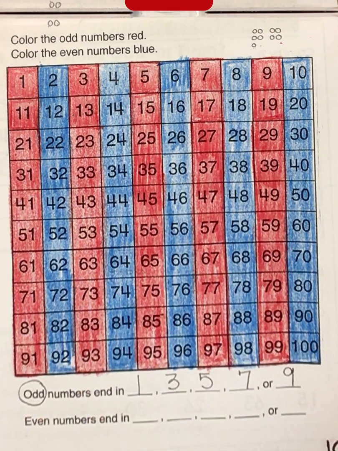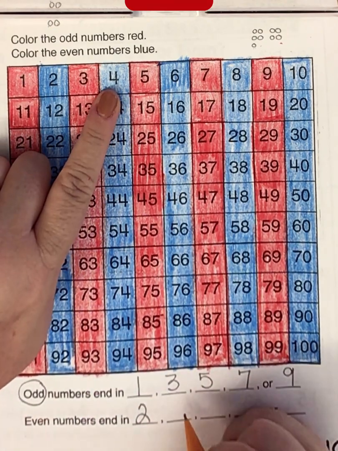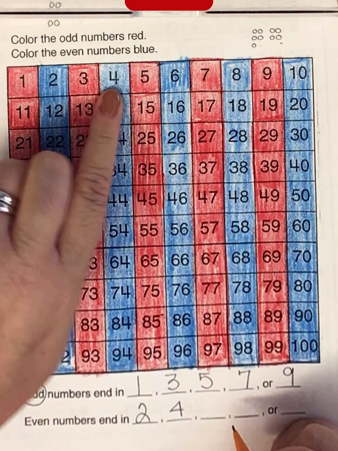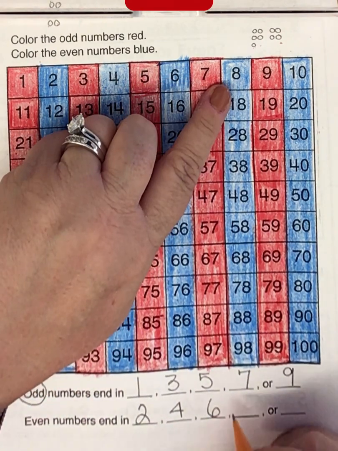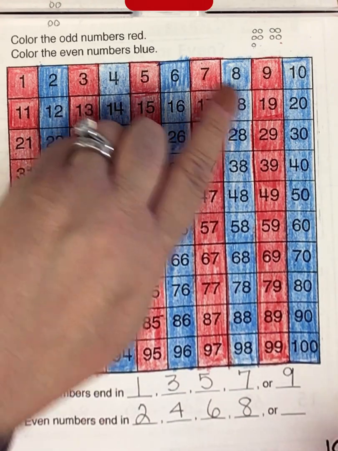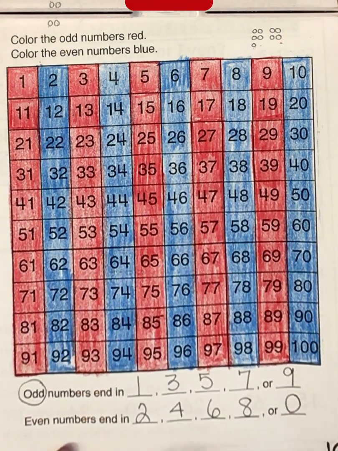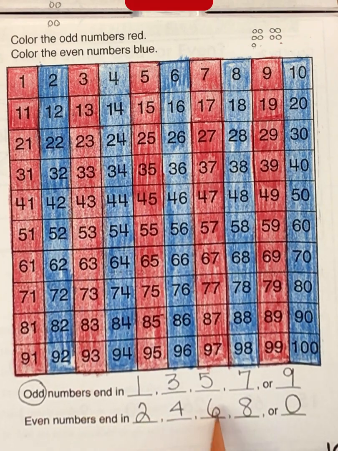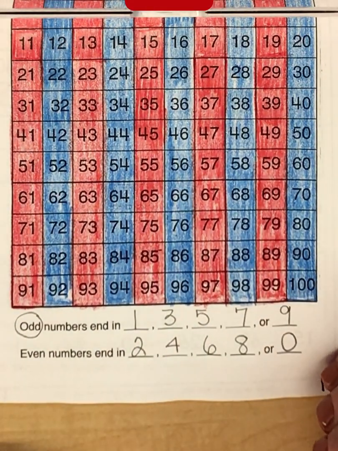Even numbers. All even numbers end with a 2, a 4, a 6, 8, or a 0. If it's an even number, the digit in the ones place will be a 2, 4, 6, 8, or a 0. Let me give you a really ginormous number.